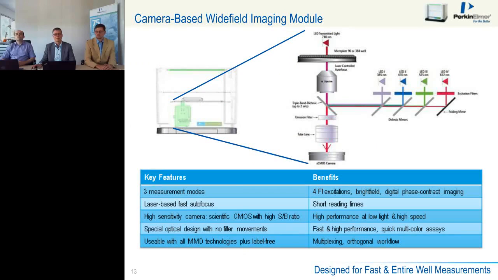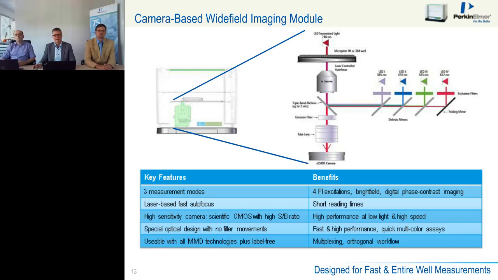Now I'd like to come a step closer to our new imaging module. So on board we have 4 LEDs in the UV range, blue range, green and red excitation. We have two transmission modes, meaning bright field and digital phase imaging. We have a fast laser autofocus on board, which helps us to have very quick reading times.